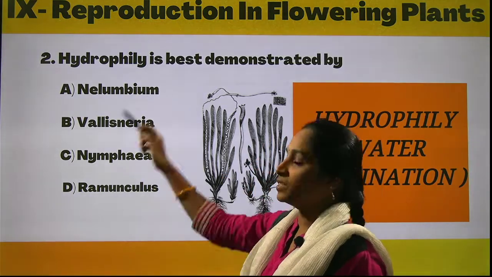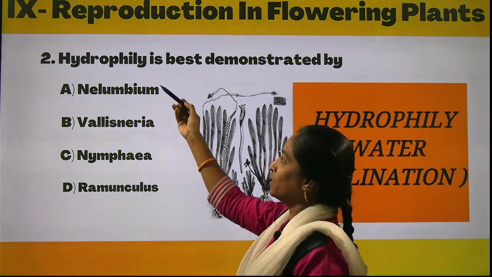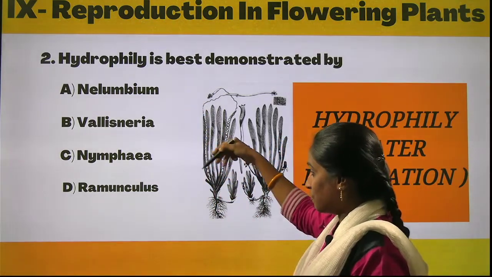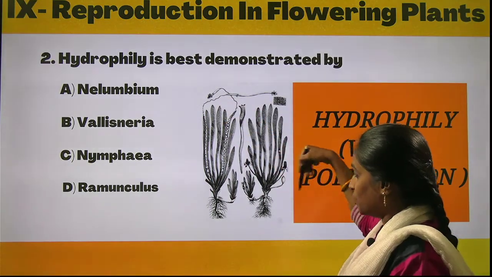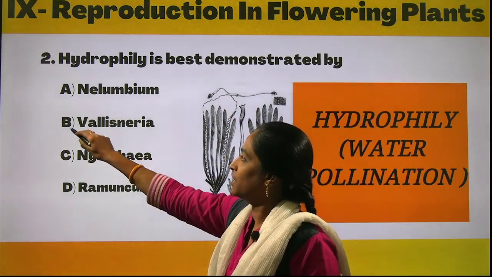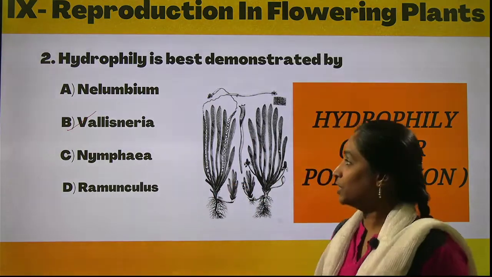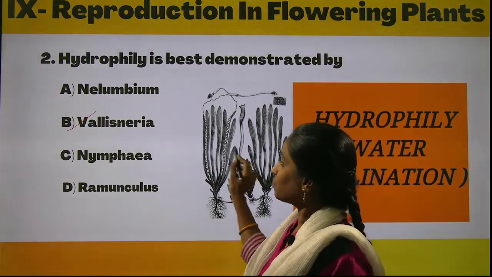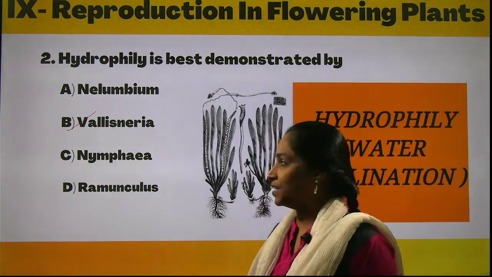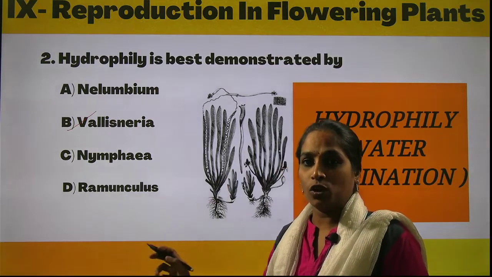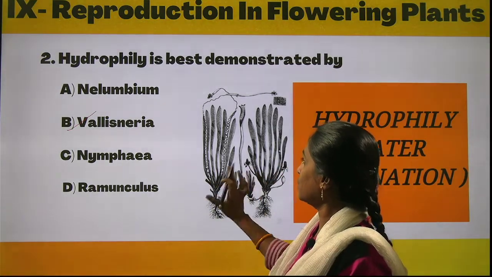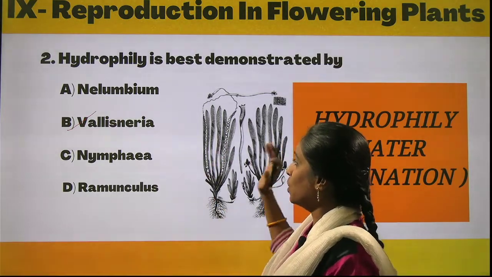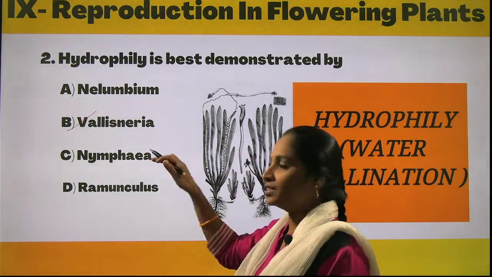Nelumbium is a type of lotus plant. In the lotus plant we can observe pollination which is done from the surface of the water, not from inside of the water. But coming to Vallisneria, it is an underwater plant. So here the hydrophily is best demonstrated by the example of Vallisneria. Vallisneria is an underwater plant, so within the water itself, the pollen grains will be transferring from one plant to another plant or within the same plant.